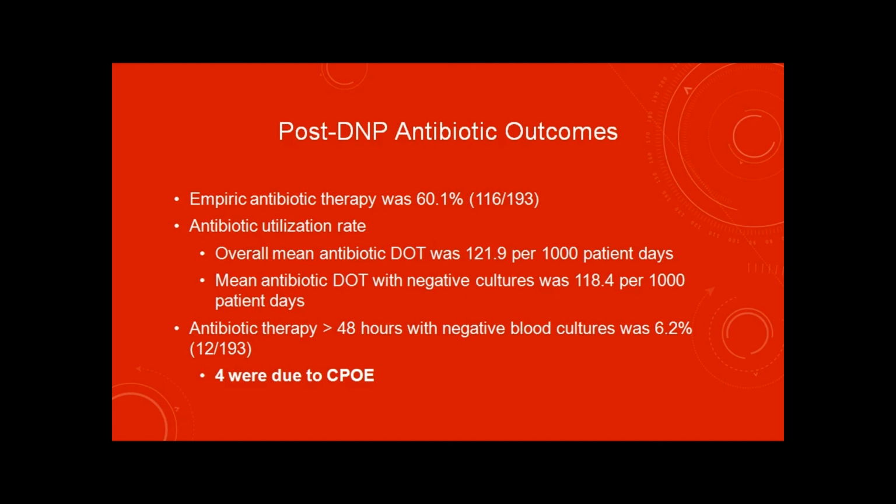Post-DNP antibiotic outcomes. So we did have about a 5% increase, which I was anticipating, in empiric antibiotic therapy. Because of that, we increased the incidence in the calculator. But our overall mean days of therapy declined, with including the babies with infection and the ones with negative cultures. And our antibiotic therapy greater than 48 hours was down to 6.2.